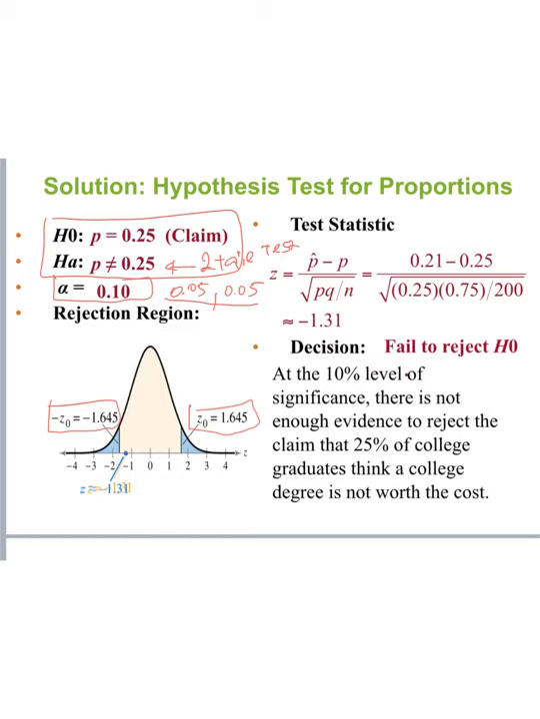And then you collect the information that was given. You use the formula or technology to find this test statistic value. That's what it's called, test statistic value. And you see if it falls into the reject the null hypothesis region. It doesn't. It falls into fail to reject null hypothesis. Okay, so if you fail to reject null hypothesis, the null hypothesis must be true, but it's also attached to a claim. So at a 10% level of significance, there is not enough evidence to reject the claim that 25% of the college graduates think the college degree is not worth it.